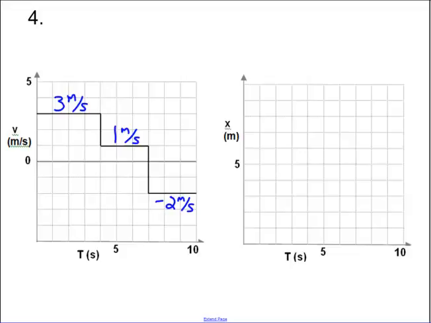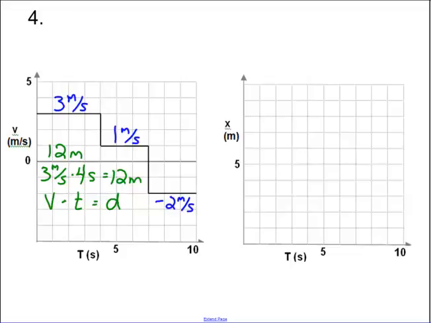What we do now is identify how far the object travels at each segment. For the first 4 seconds at 3 meters per second, our object travels 12 meters. We figure that out by taking its velocity, multiplying it by the time, velocity times time, and that gives us 12 meters. So the equation, velocity times time, gives us displacement.